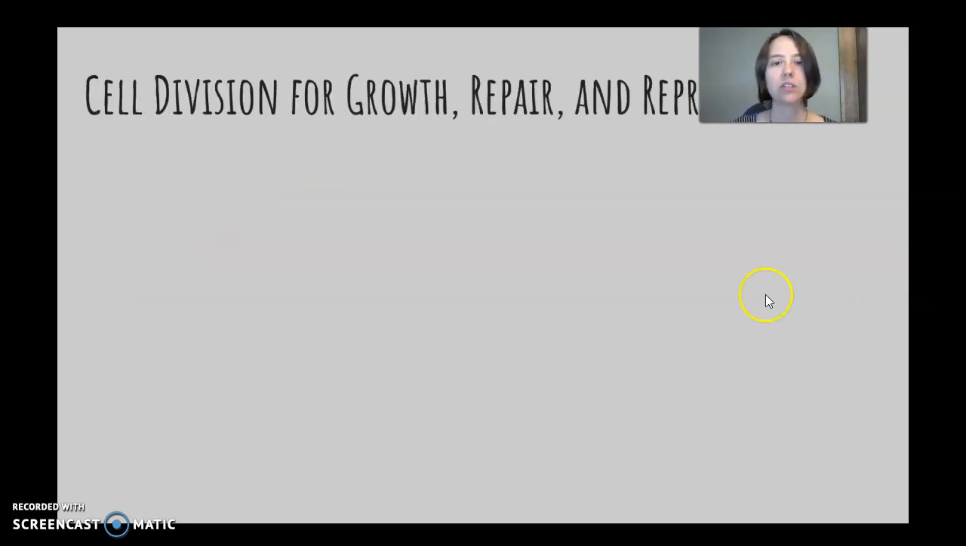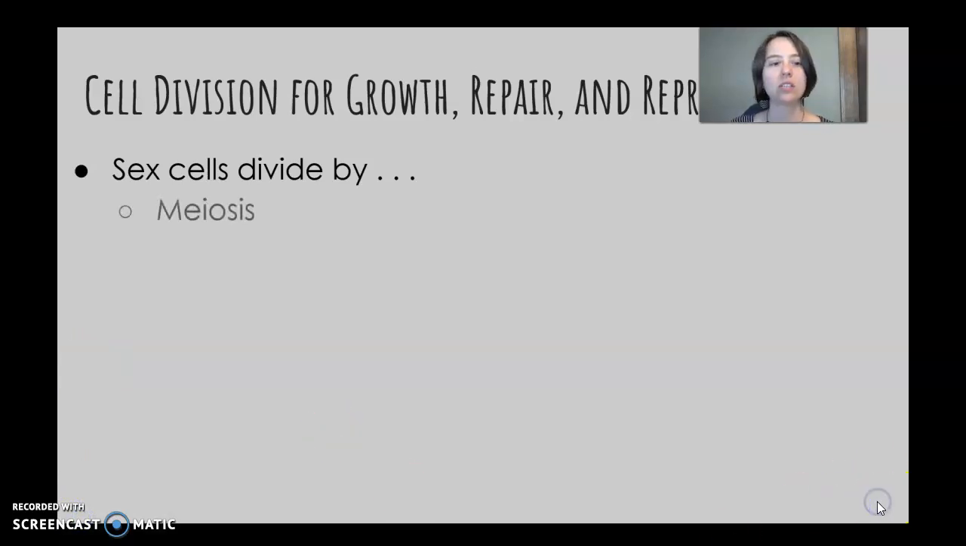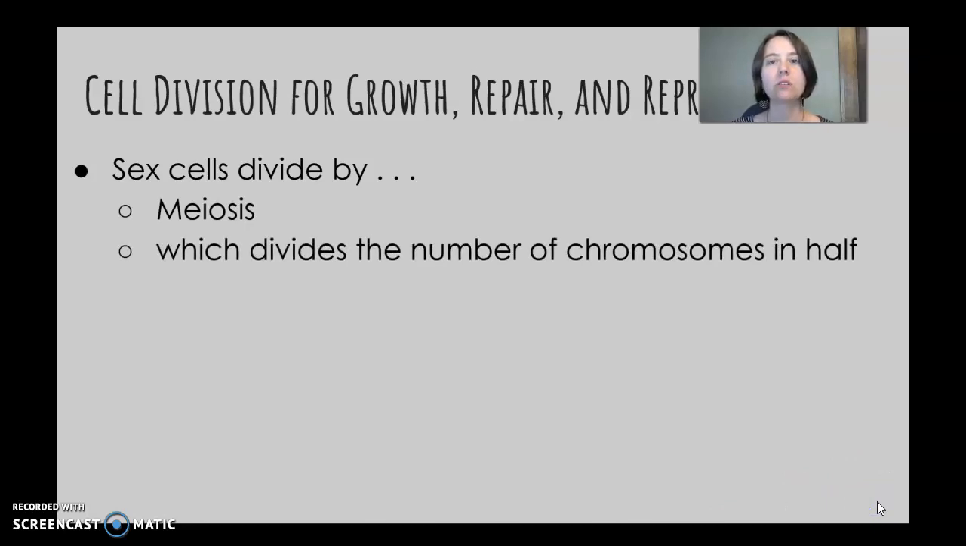So, cell division for growth, repair, and reproduction. So, sex cells divide by the process of meiosis. You got that right, good job. And that meiosis divides the number of chromosomes in half. So we go from 46 to 23, which is good because this happens in the egg and the sperm. And then when an egg and sperm come together during fertilization, you have the magic 46 number again.